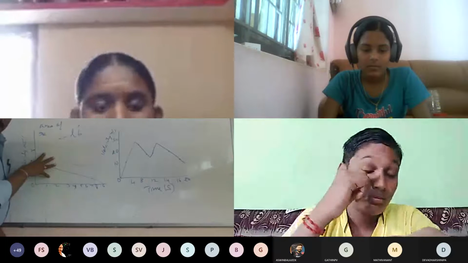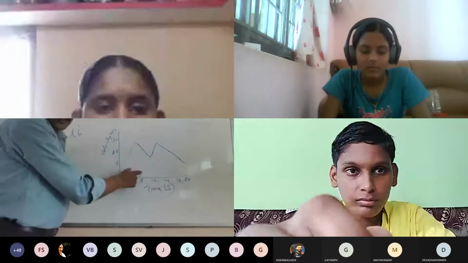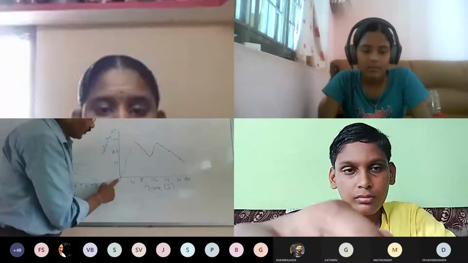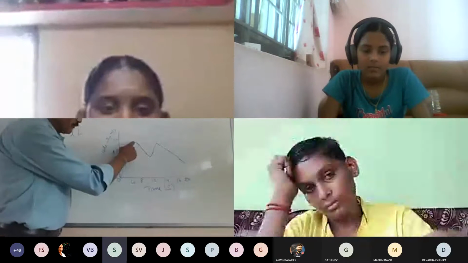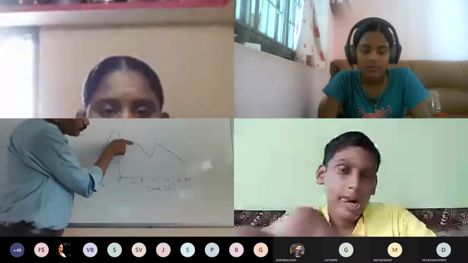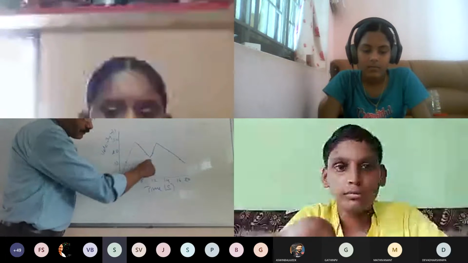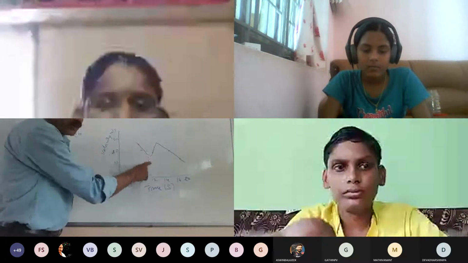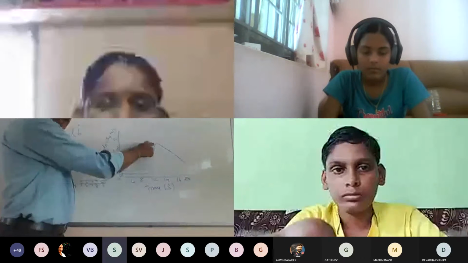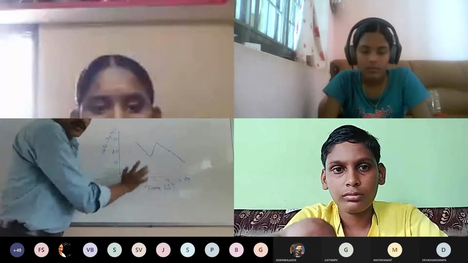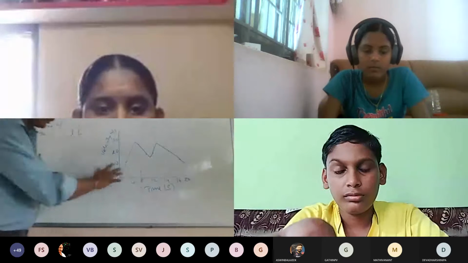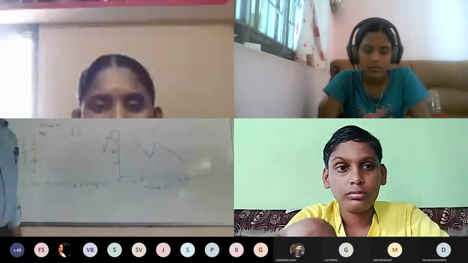It is not necessary to be the same, it can change. So this is also another shape of the graph. See here, 0 and suddenly it increases to 34. After 4 to 8, it comes down also. It is increasing and it is decreasing. So this is for non-uniform motions.